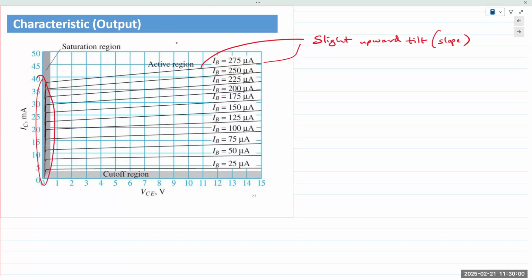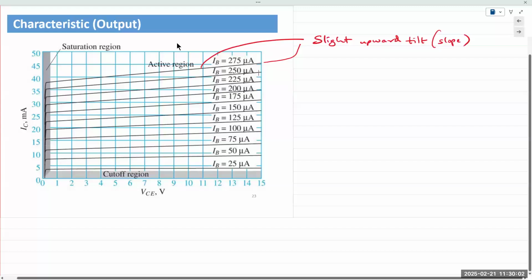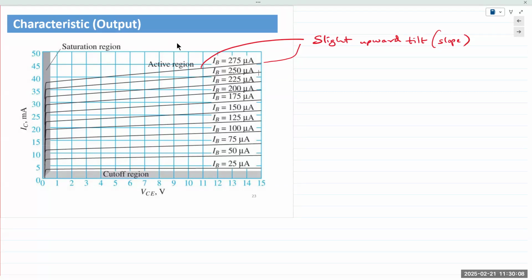Okay, analysis using the load line would require you to draw load lines both on the input and the output side. So on the input side, we have the base emitter junction. We'll look at those characteristics in just the next slide. But this is the output characteristic, right? So it's IC as a function of VCE.